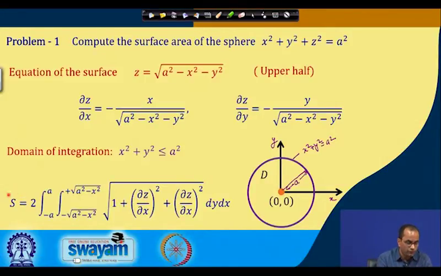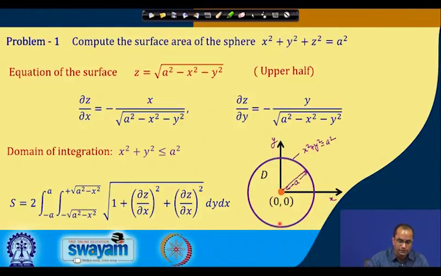So, the formula for computation of the surface, we will make it double here, 2 times, because we are considering only the upper part of this sphere. So, we have also the lower portion. So, we can make it double here with 2, and then this minus a to a. So, let us first fix the inner one with respect to y. So, in the direction of y, we are moving from this circle to the upper half of the circle.